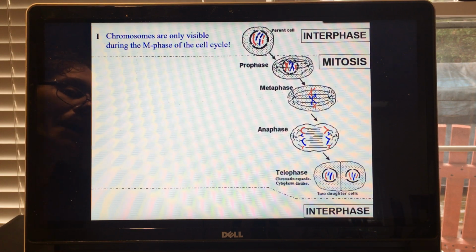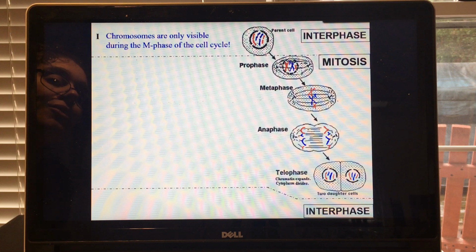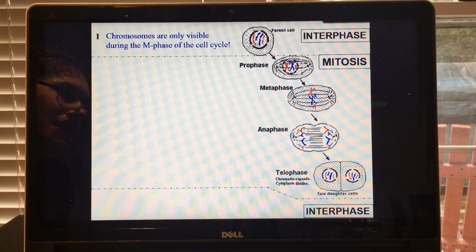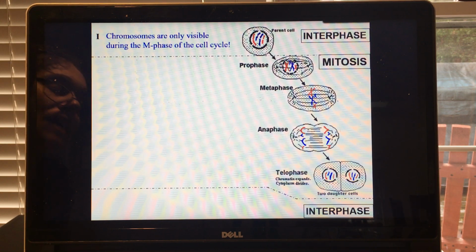So you may have learned about some of these phases in middle school, but the acronym that we always use is IPMAT: interphase, prophase, metaphase, anaphase, and telophase. And remember, technically, interphase is not part of mitosis. It's the time between mitosis. Some people will just refer to the entire cell cycle as mitosis, but they really should refer to it as the mitotic cell cycle.